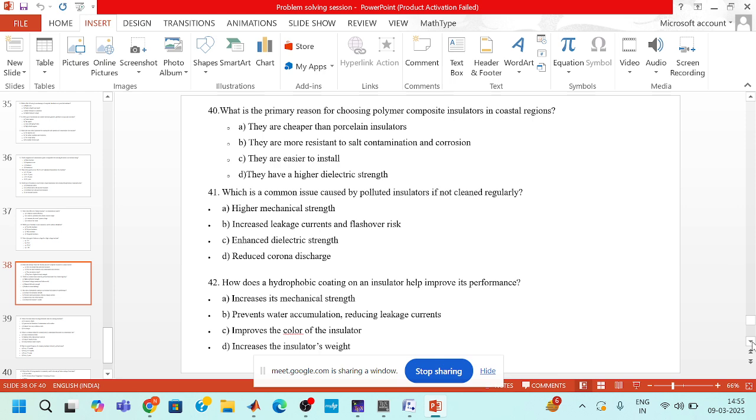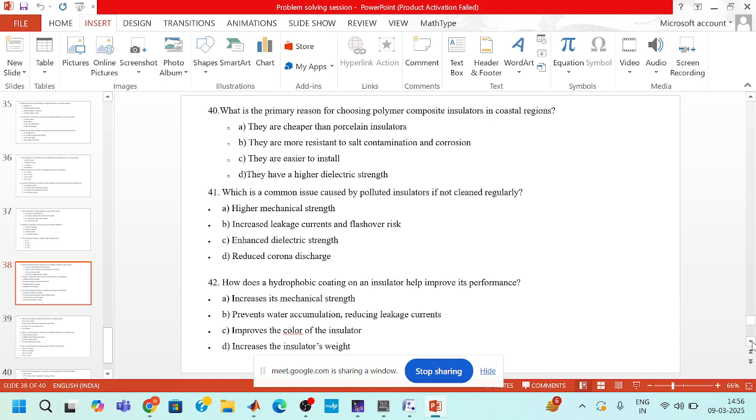Now the next question is, what is the primary reason for choosing polymer composite insulators in coastal regions? Options are: they are cheaper than porcelain insulators, they are more resistant to salt contamination and corrosion, they are easier to install, and they have a high dielectric strength. Answer is B, madam. Resistant to salt contamination, corrosion. They are used in sea areas. Option B is correct.